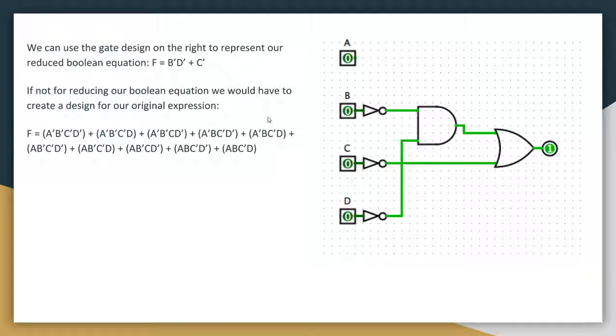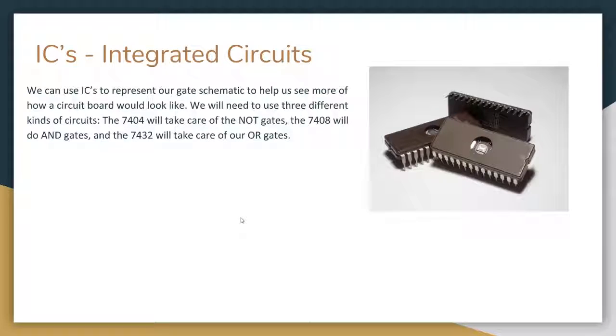After doing so, we can then take a reduced equation, f equals b naught and d naught, or c naught, and we can graph it like so using a circuit in Logisim. But for this particular lab, we were supposed to use the integrated circuit models given to us in the library.